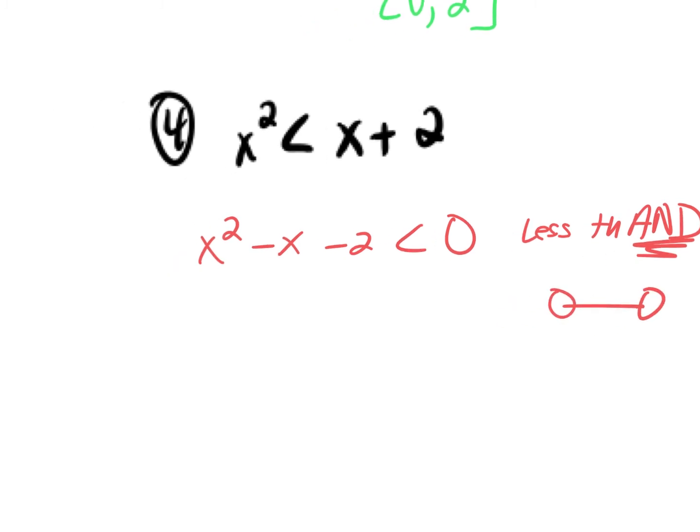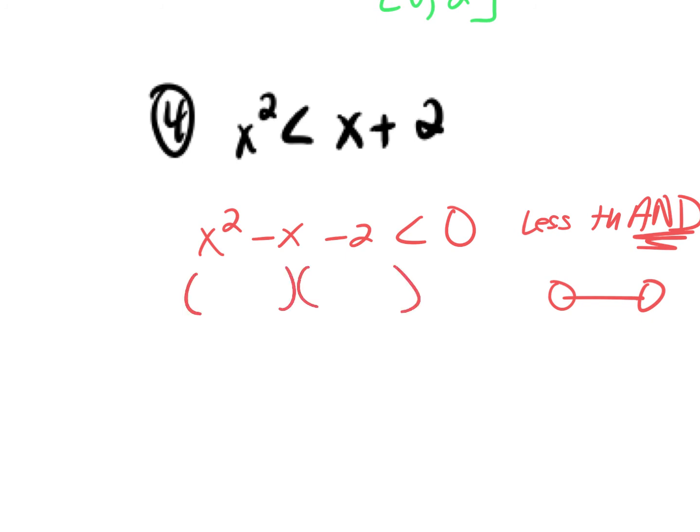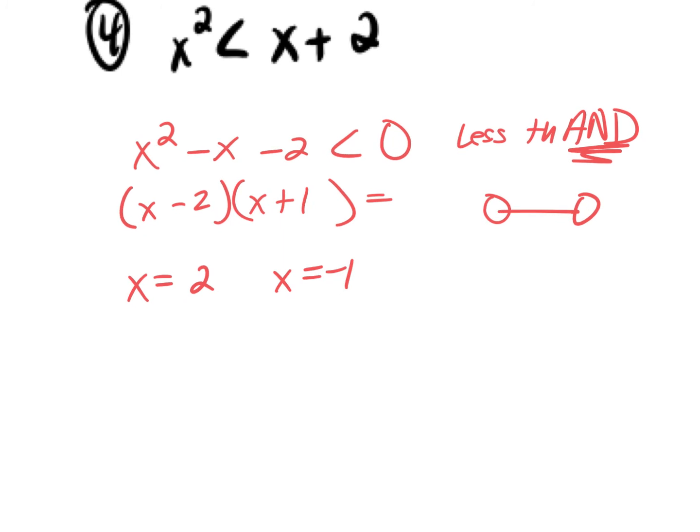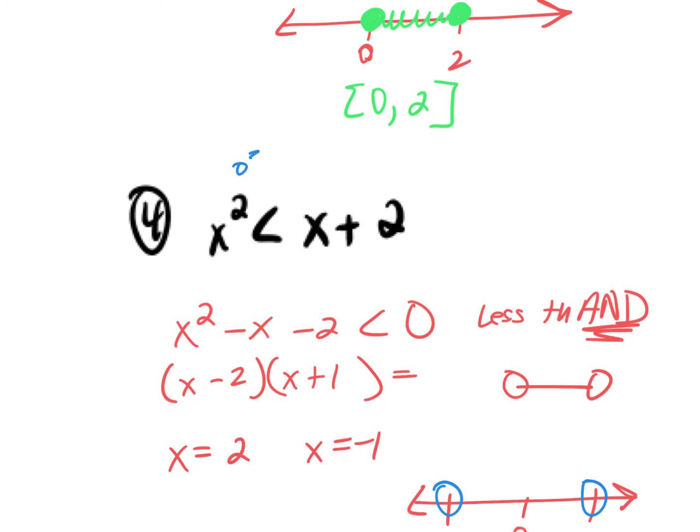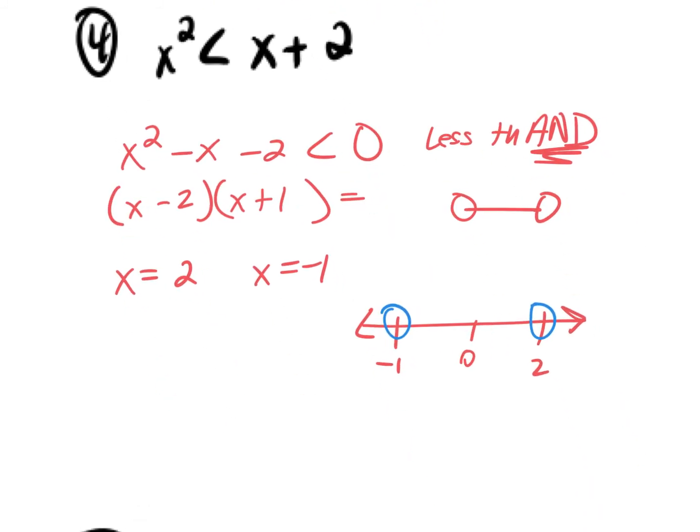Good. So now that we have a picture in our mind, let's factor. Factors of -2 that multiply to give me -2, but add to give me -1. -2, +1. Good. So I have x values at +2 and -1. So -1, 0, and 2. What kind of dots did you say? Open. Good. What's an easy number in the middle to plug in? 0. So if I say 0 squared less than 0 plus 2, is 0 less than 2? Yes.